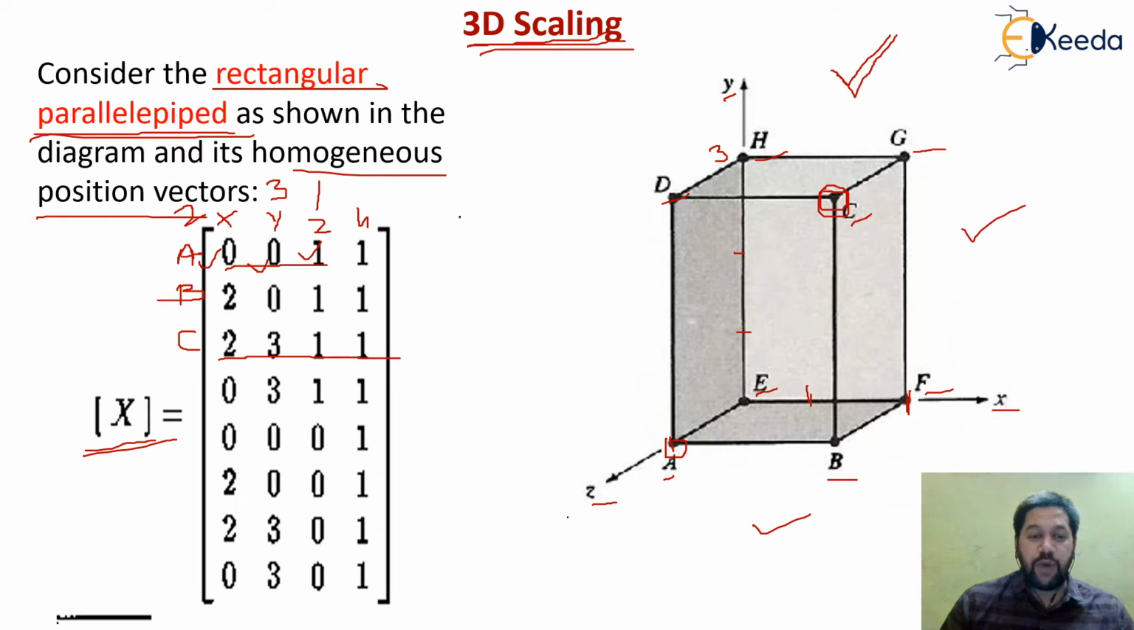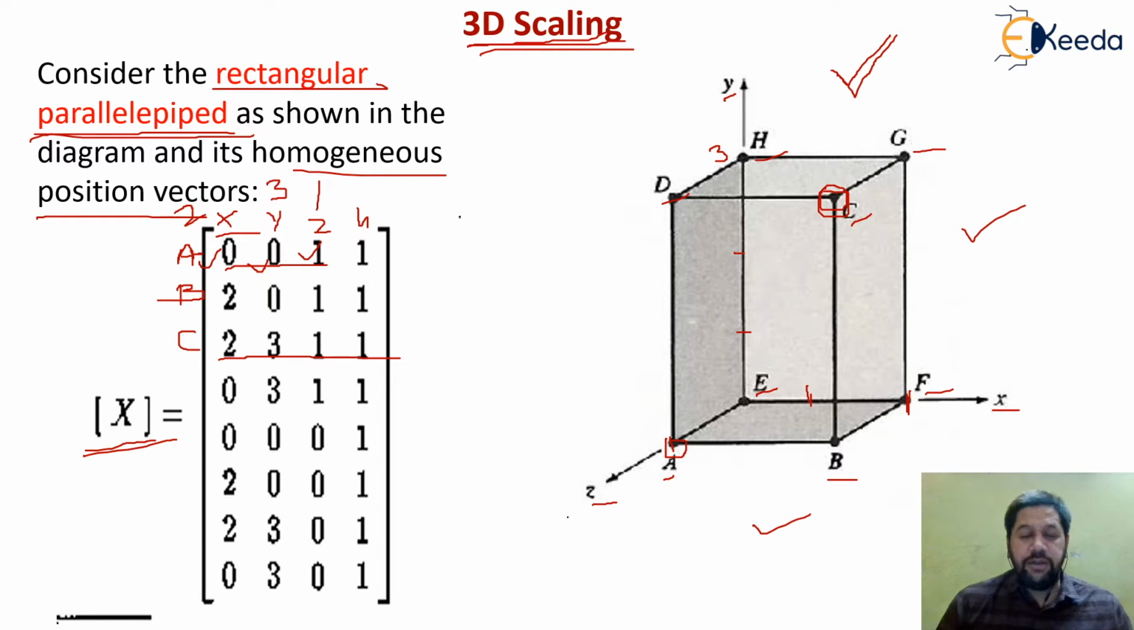My z value is 1, so my scaling factor will be 1. What about the y value? The y value has a scale of 3, so I must divide it by 3, which means the scaling factor Sy is 1 by 3, because 3 divided by 3 gives 1. What about the x value? X is 2, so I must multiply it by 1 by 2. So 2 divided by 2 is 1. Then I can convert this into the unit cube.